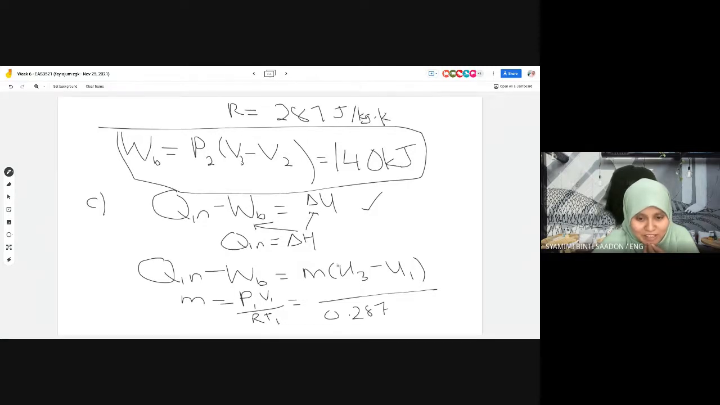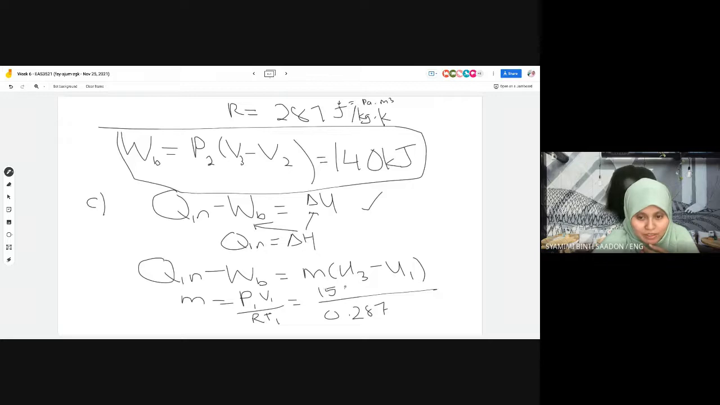Why do I mention kilopascal? Because P here is in kilopascal. Joule is equal to pascal meter cube, so inside the joule we actually have pascal. Since pressure is in kilopascal, we also change R into kilo, 0.287 instead of 287 joule. This is in kilojoule because it is easier to divide with the kilopascal here.